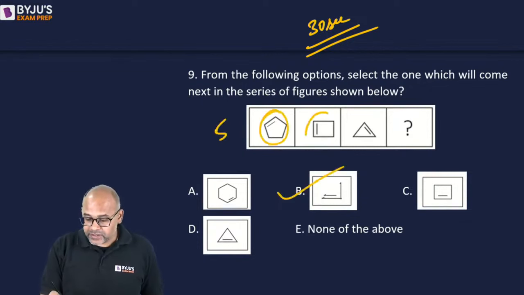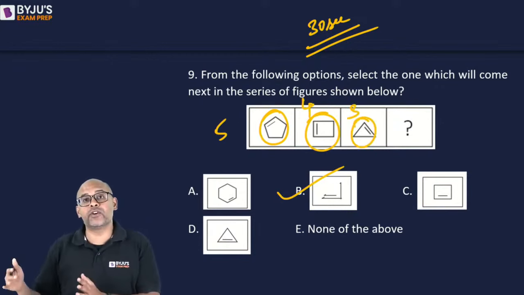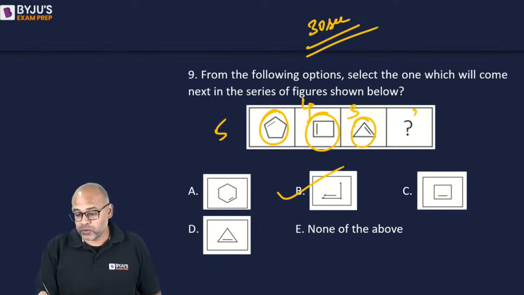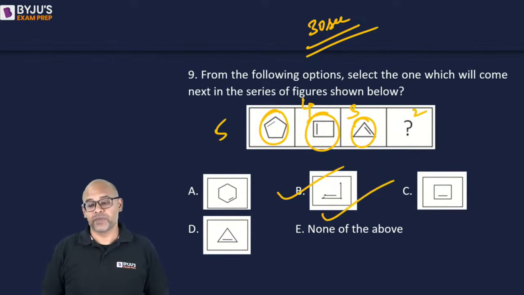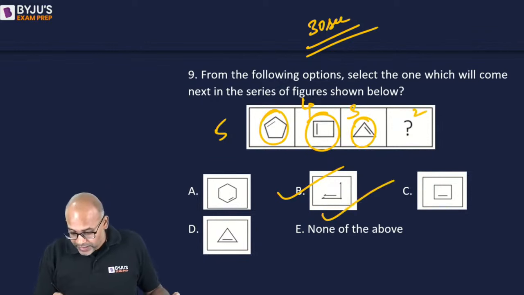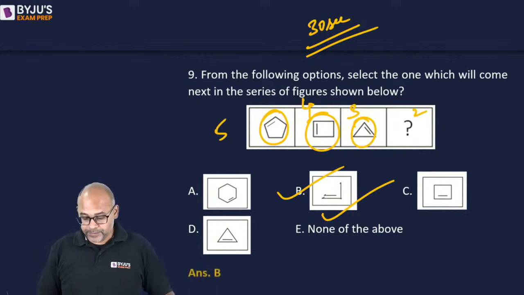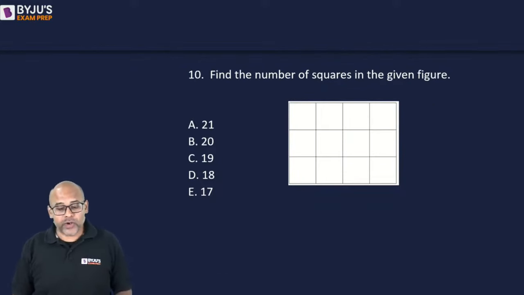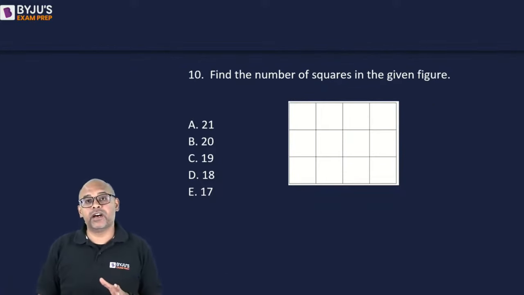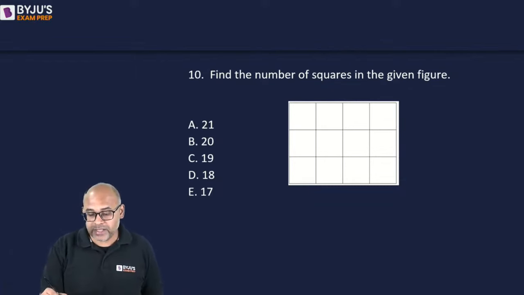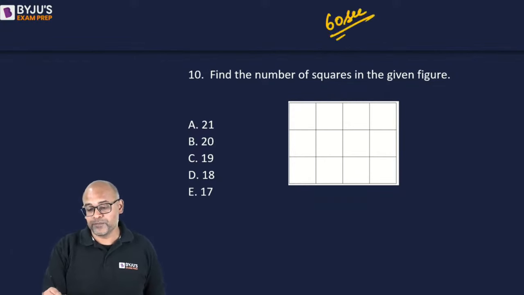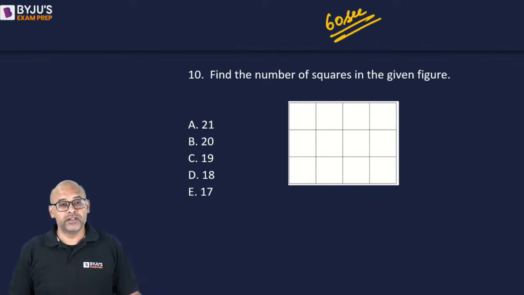Pentagon, 5 sides, quadrilateral, 4 sides, triangle, 3 sides, so it's a decreasing order. So the next one should have 2 sides, option B. And 2 sides and 1 line, 2 sides and 1 line. So that's your option B. Okay? Good question, simple. Yet it will take a little bit of time, so let me give you 60 seconds. We'll move on to the next question.